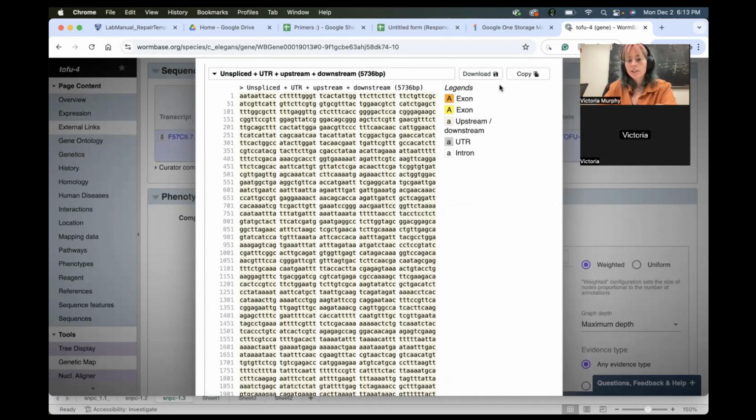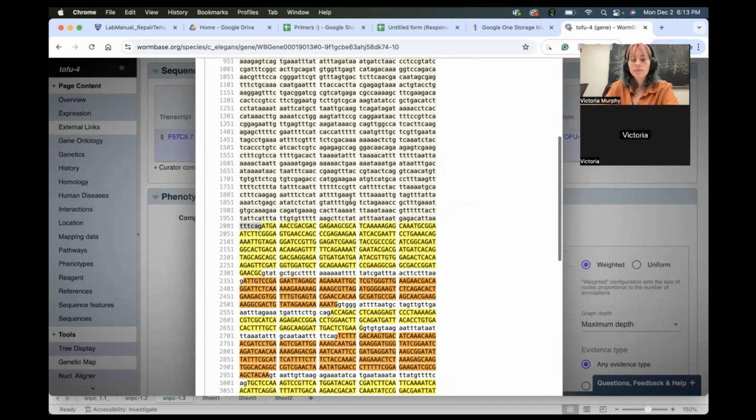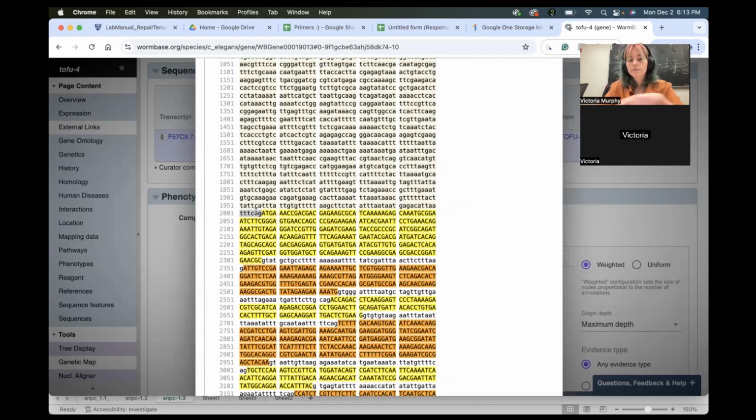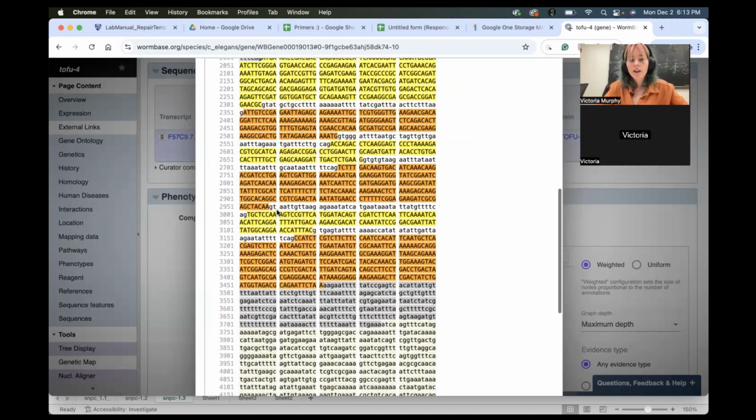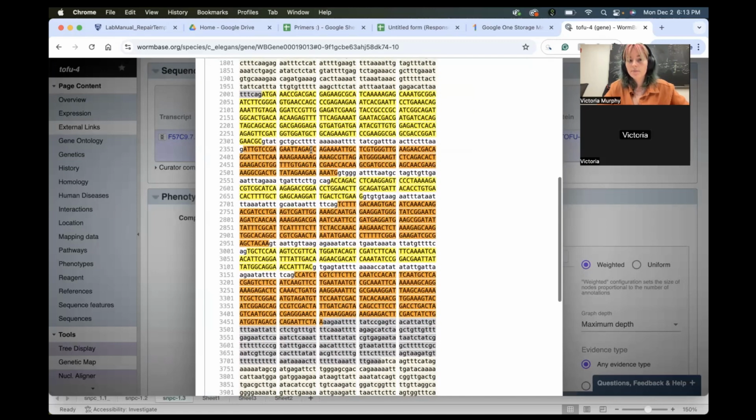Also, Wormbase has a very specific system of labeling their sequences when you copy them from Wormbase. So in this tan, this is upstream sequences. In gray, this is the UTR. And then in capital is everything that's a coding sequence. So capitals are the exons and lowercase are the introns.